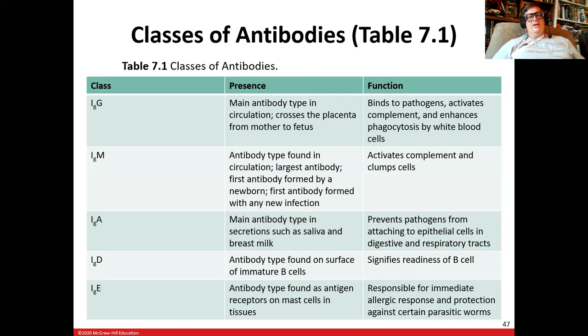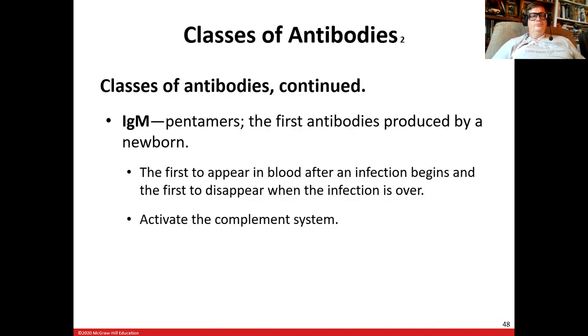Anyway, this table 7.1, go through it. I would actually pay attention and know it, because we'll probably pull a couple questions from it. The first column is the name, the second one is where they are, and the third one is what they do. So pretty straightforward. The IgM, the pentamers, is the first thing that's made by a newborn, first to appear when an infection starts, and the first to go away when the infection is done.